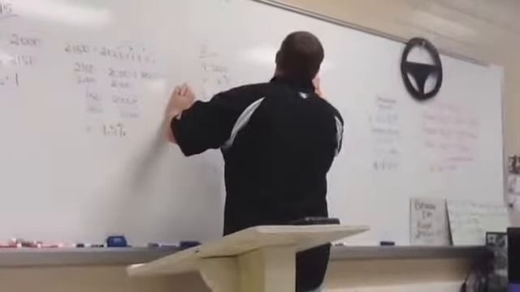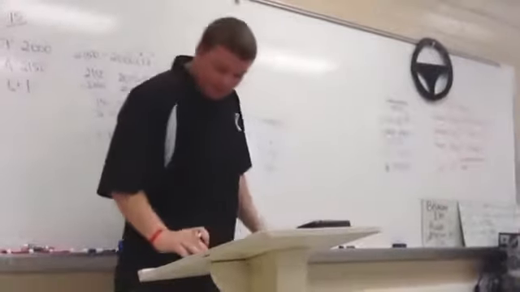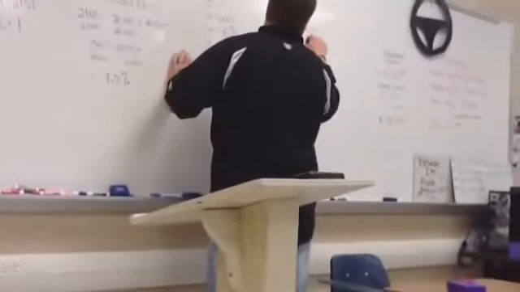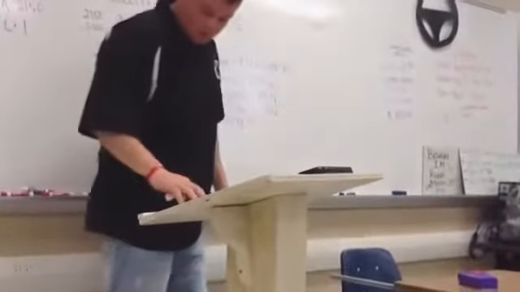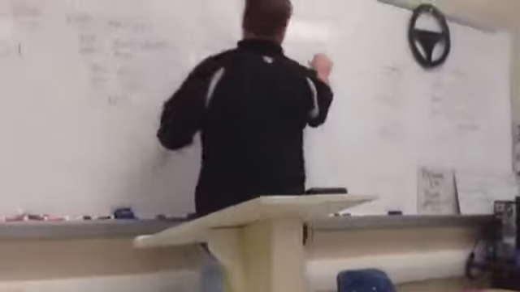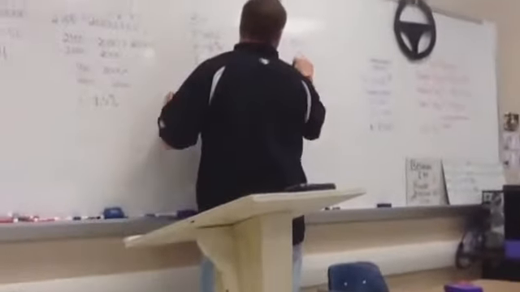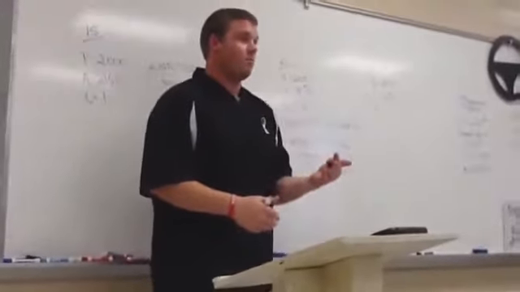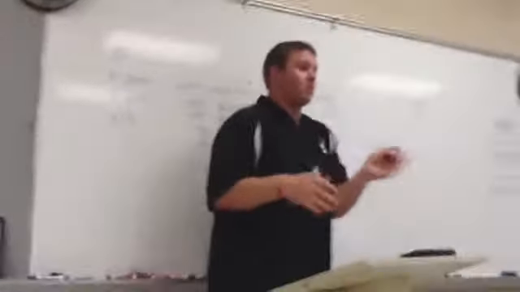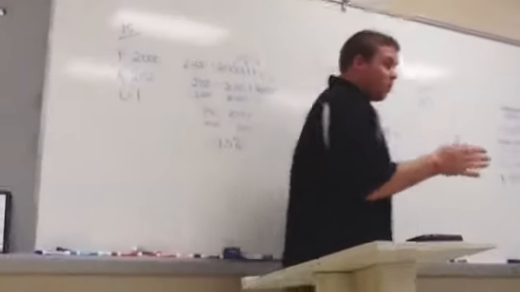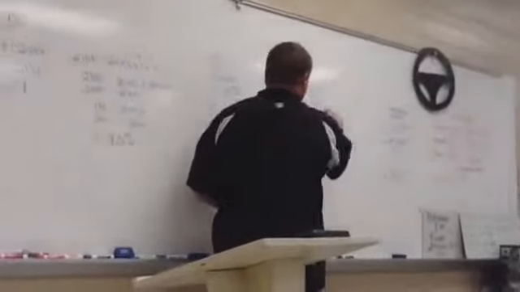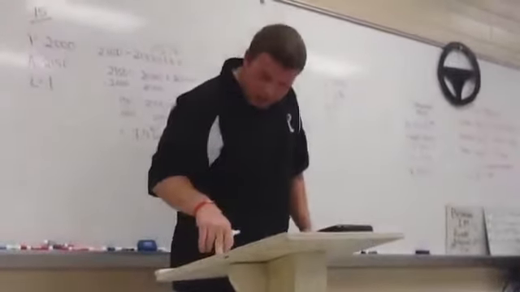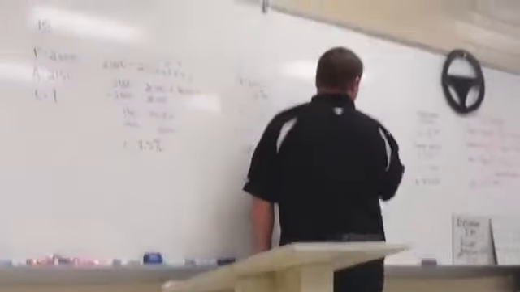Number 5 says that the principal is 9,500. The rate is 6%. It's compounded quarterly. So if it's compounded quarterly, what is our N? How many quarters are in a dollar? 4. So there'd be 4 quarters in a whole year, right? And then our time is 5 years. So all we do is plug it into this formula.